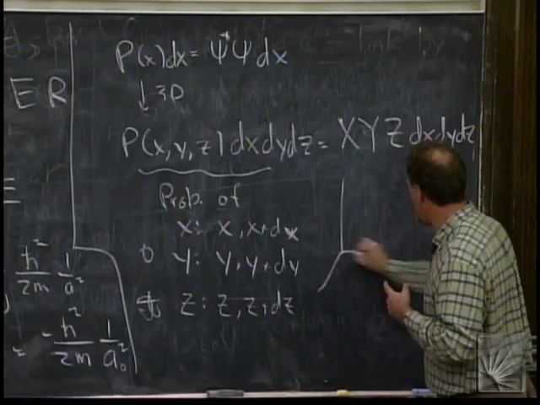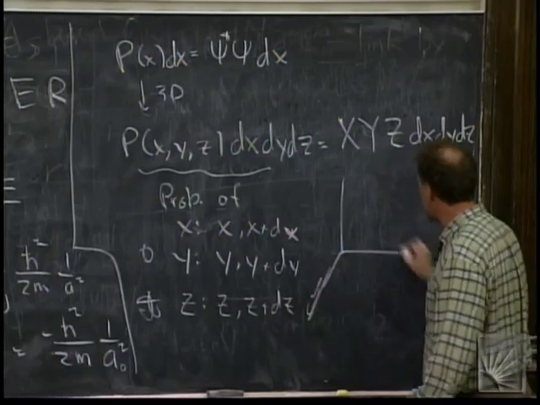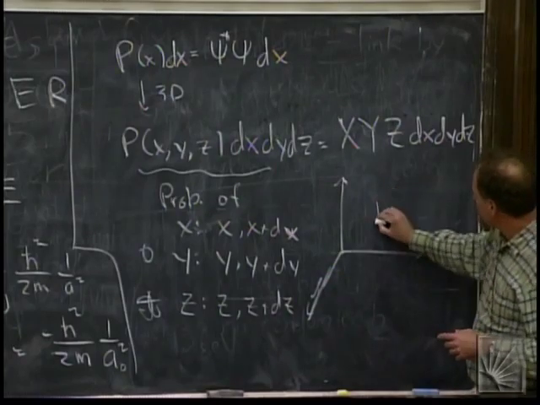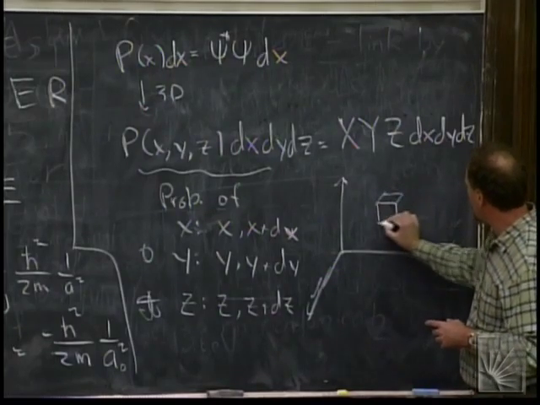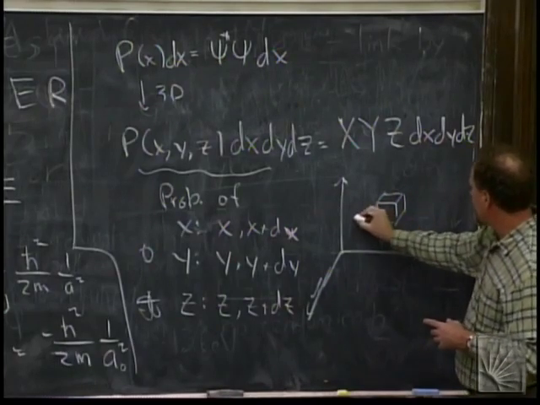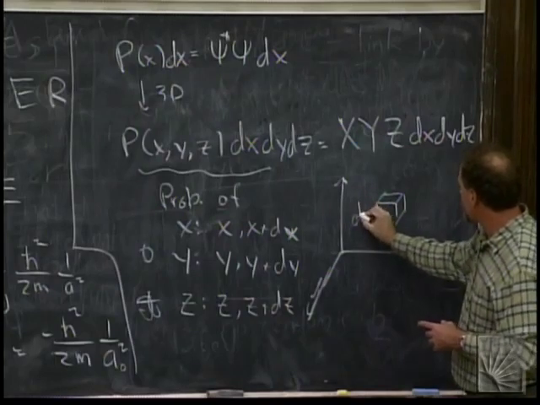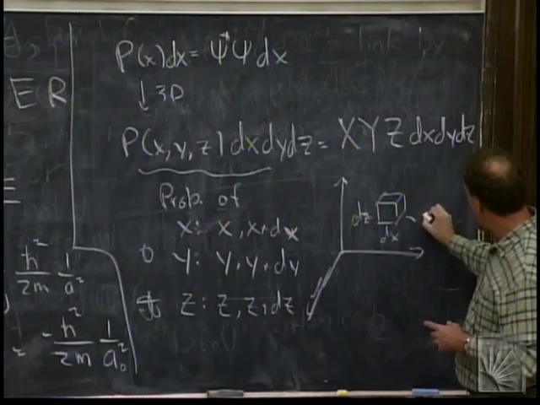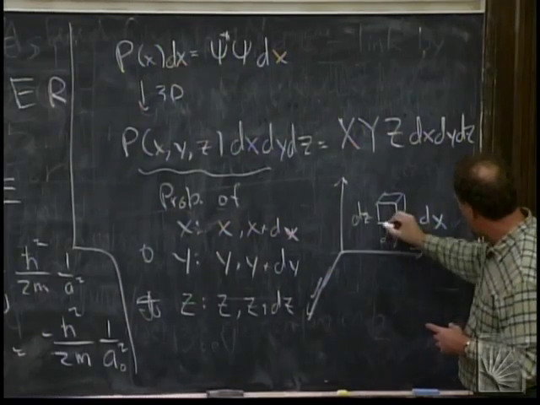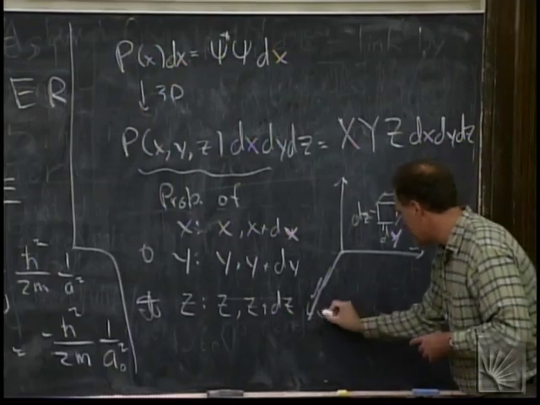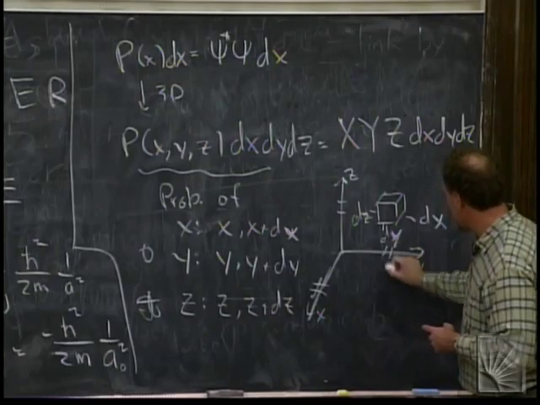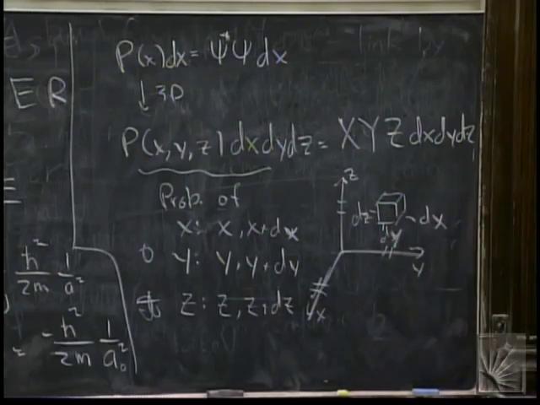In other words, in a three-dimensional coordinate system, I have to think about a little volume in space here, a little cube of psi: dx in that direction, dz in this direction, and dy here. This is x, y, z. In other words, I'm taking three little slices, and they pick out a little cube.